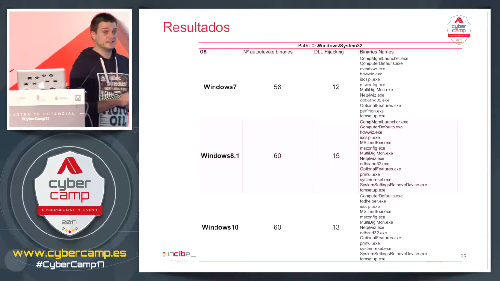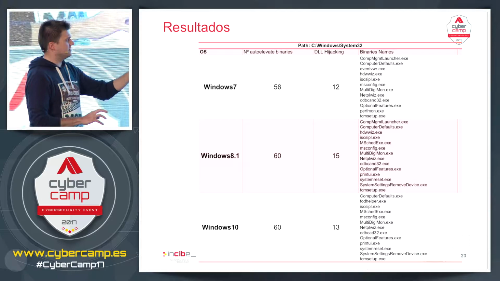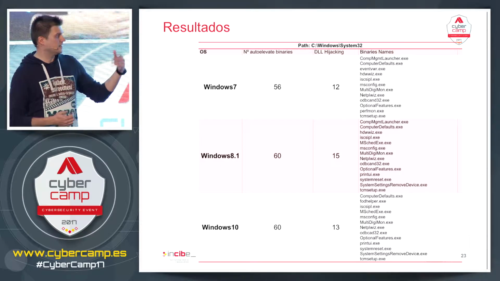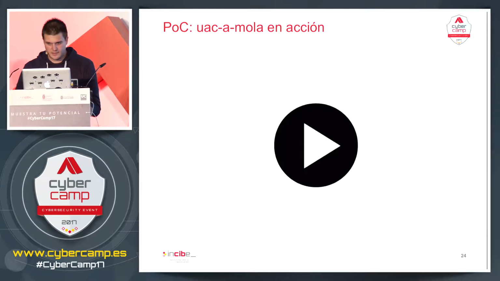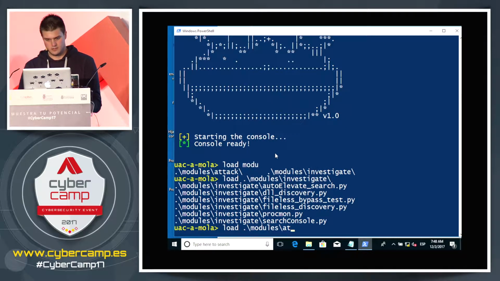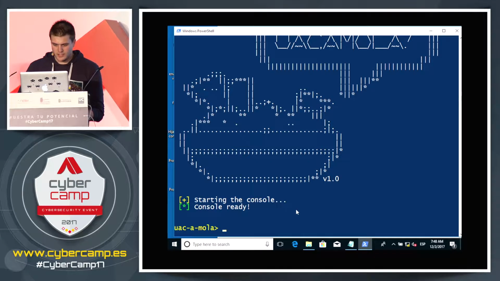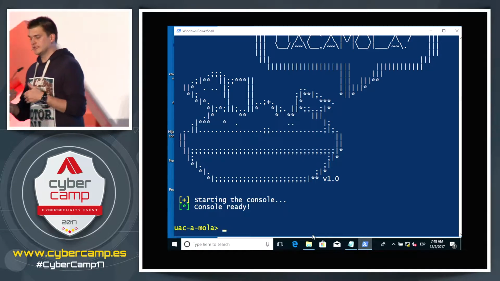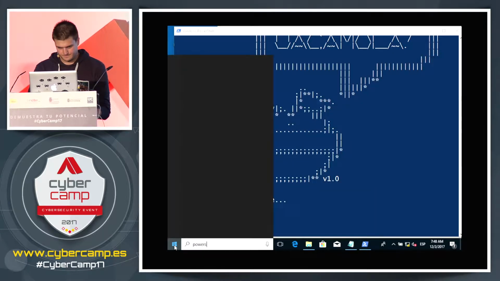And in the case of DLL jacking, things get a bit more complicated. 12 out of 56, 15 out of 60, and 13 out of 60. These are interesting results that will be published in a paper very shortly. So we're going to leave the screen, and I'm going to show you a different UAC bypass that works with variable injection.